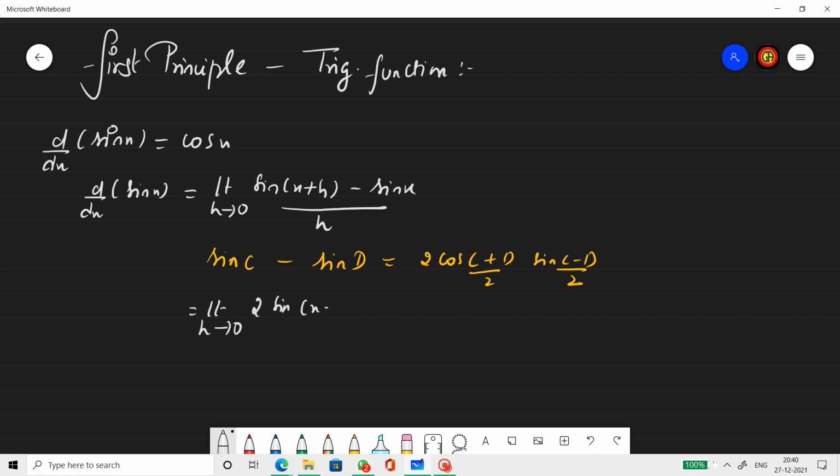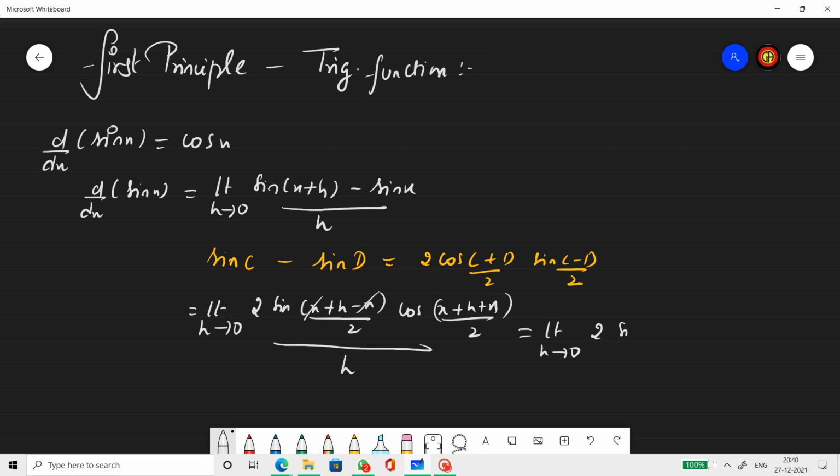sin of x plus h minus x by 2, that is c minus d, and cos of x plus h plus x by 2, divided by h. So limit h tending to 0, 2 times, here plus x and minus x get cancelled, sin h by 2 into cos 2x plus h by 2, divided by h.